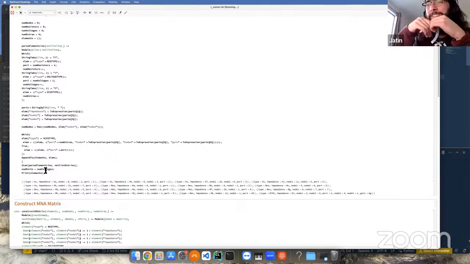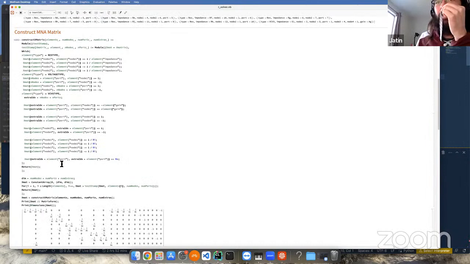In the end, I may have ruined some things that I would otherwise have needed to do. Interesting. Let's see. So num nodes plus num ports plus num extras. So what does num ports mean in this scenario? Or I guess how are we using it is really the question.